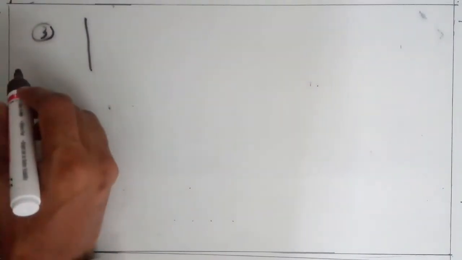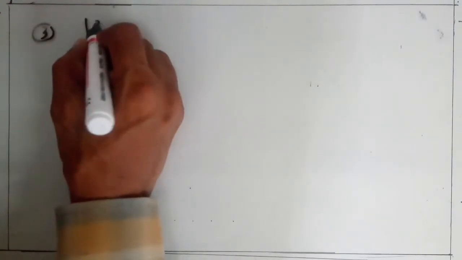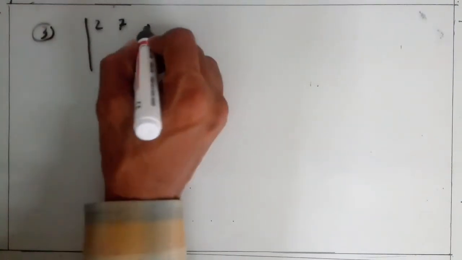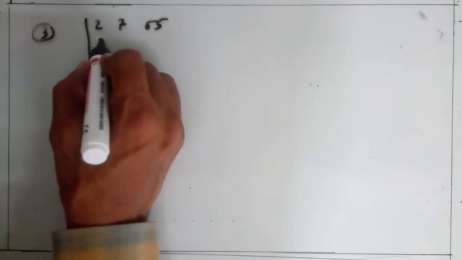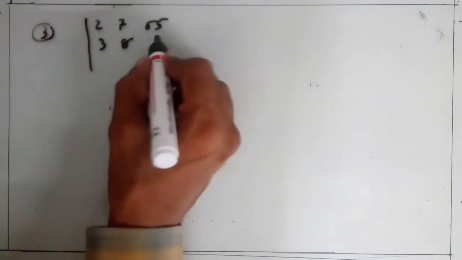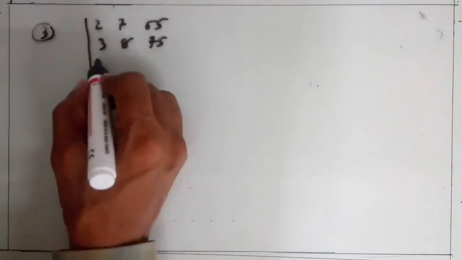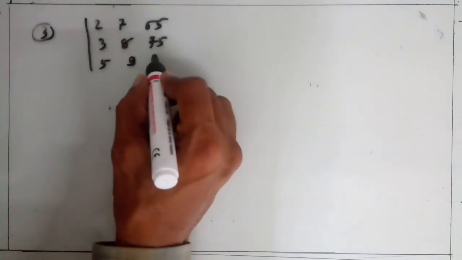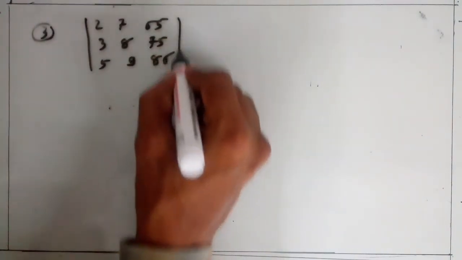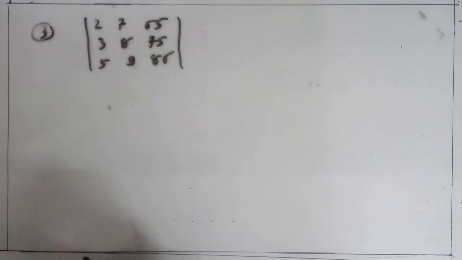Now question number 3. 2, 7, 65, 3, 8, 75, 5, 9, 86 is equal to, prove that 0. That's all. How do we prove that the value of this determinant is equal to 0?